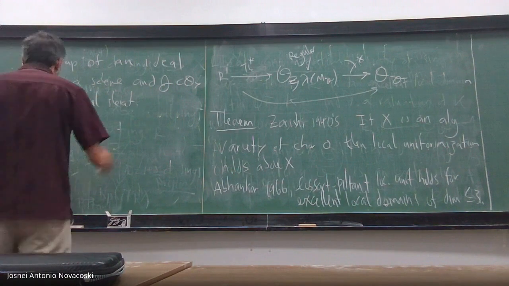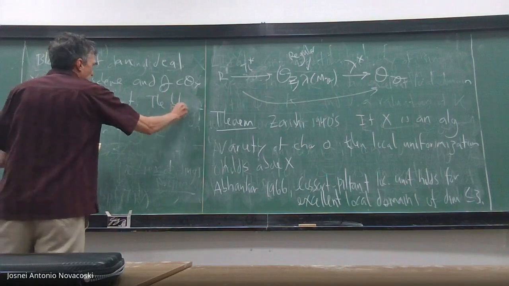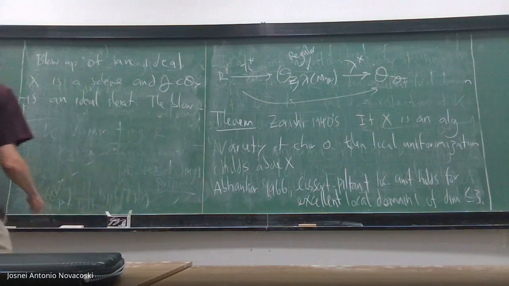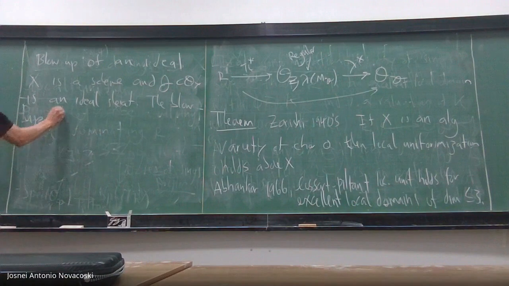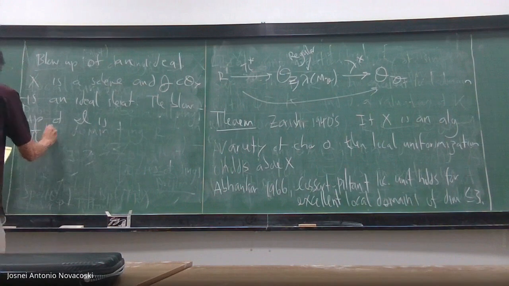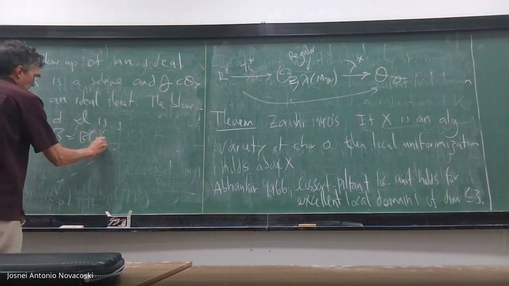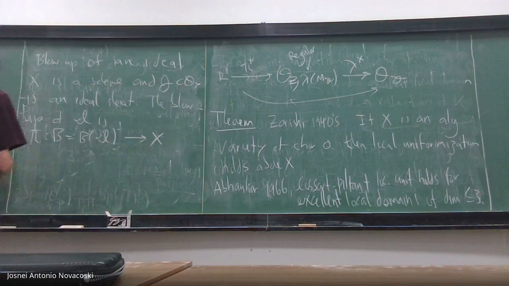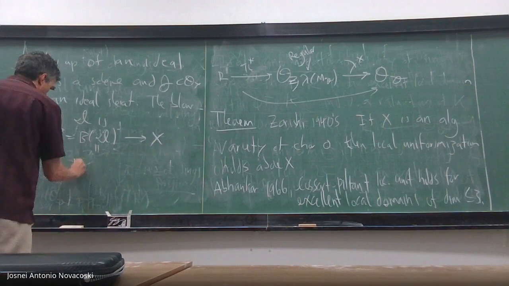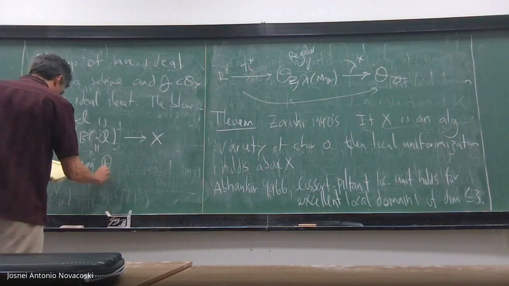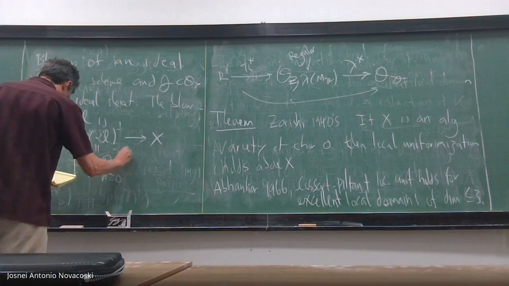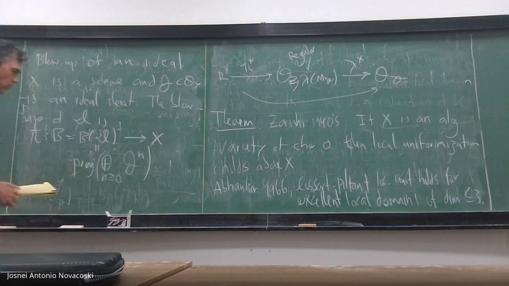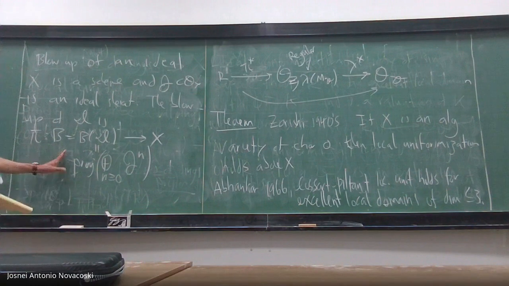Okay. So what is the blow up of I? Blow up of I, written B_I(X) → X, is equal to the Proj of the direct sum over n greater than or equal to 0 of I^n. Okay, so what is this object? This is an object in algebraic geometry which is fairly simple locally.